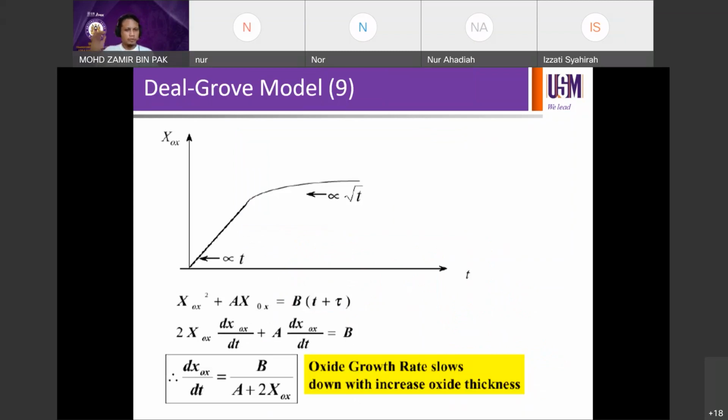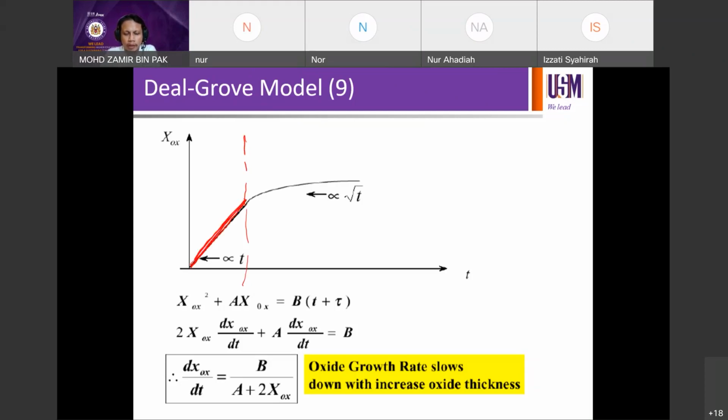So similarly, if you want to see the relationship between your X ox on the y-axis and T, then you can say that your X ox is approximately proportional to T in the linear mode.